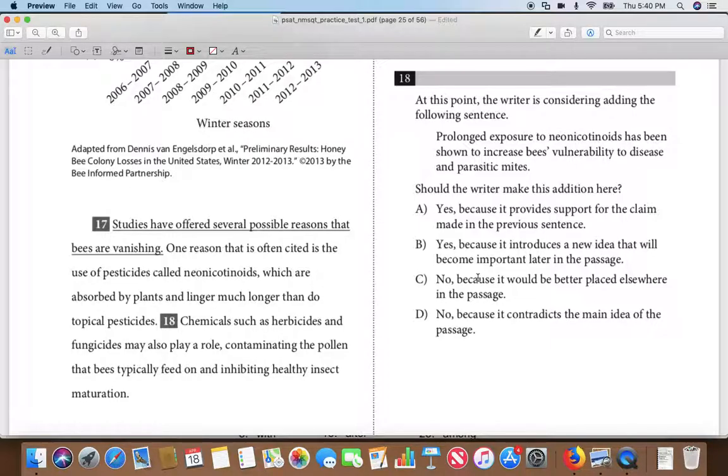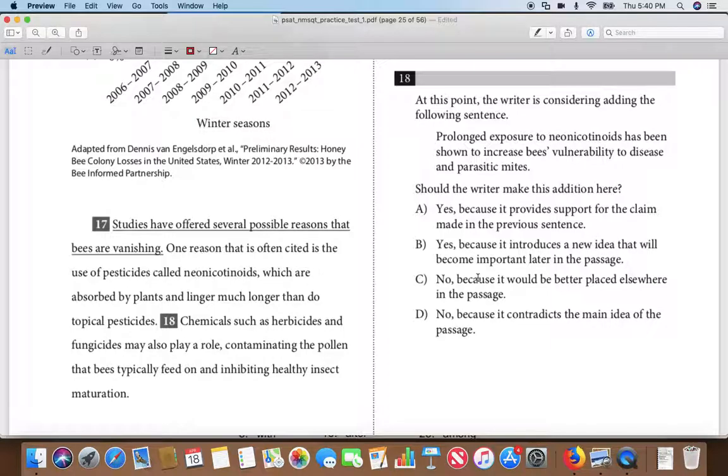All right, what is your instinct there, Blaze? Should the writer make this addition here? What do you think? I think it does need to be added because it gives a little bit more insight on neonicotinoids and other actual things to kill the bees, I guess. Okay. So let's just test answer choice A and B. We don't have to worry about C and D. Go and read answer choice A.